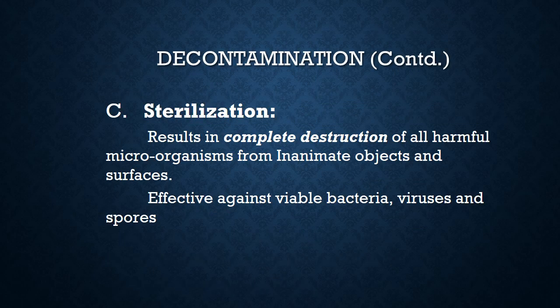The third component of decontamination is sterilization, and the objective in sterilization is complete destruction of all harmful microorganisms from any inanimate objects and surfaces. It is effective against viable bacteria, viruses, and spores. So there are three levels of decontamination. One is just cleaning, the second is disinfection, and third is sterilization.